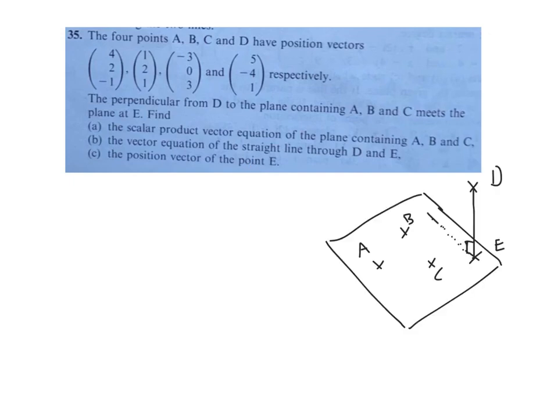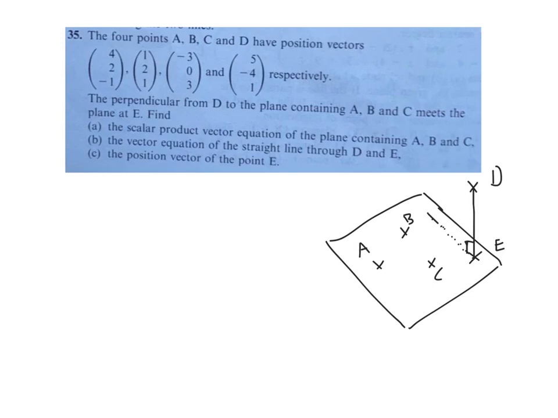So we've tried to draw that on. We had a perpendicular from D to the plane, so D isn't on the plane, so I've drawn D above it. So go to the plane perpendicular. That plane contains A, B and C, and it meets the plane at E, so E is also on there.